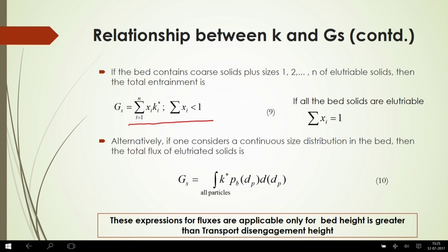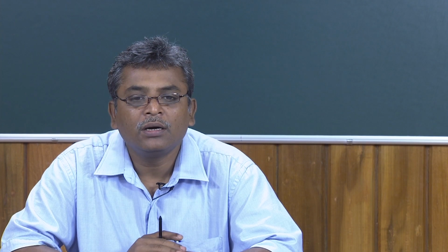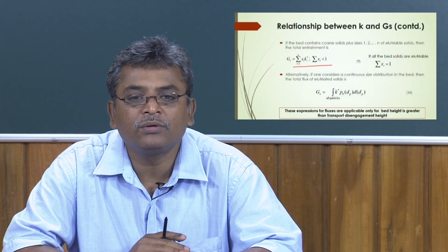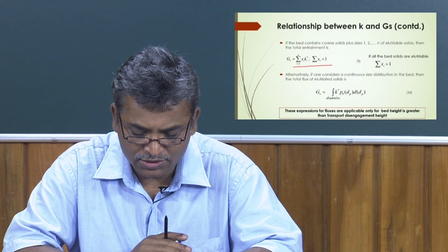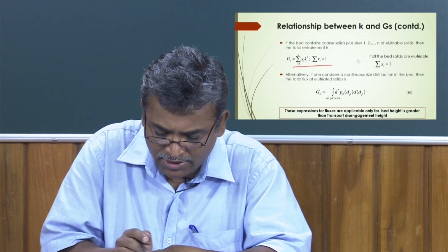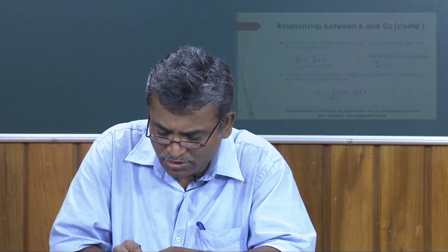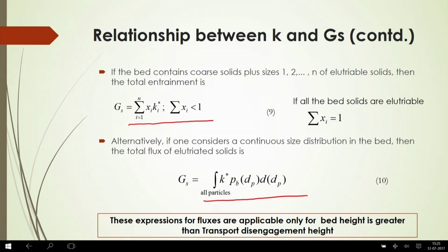Now, alternatively, if one considers a continuous size distribution in the bed, then the total flux of elutriated solids will be calculated as G_s equal to the integral of k star into p_B(d_p) d(d_p) here.